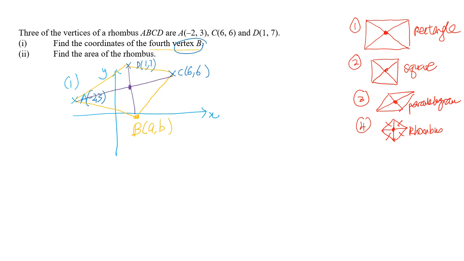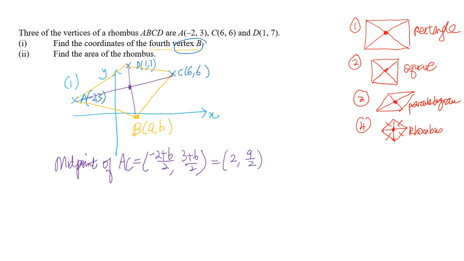So what we need to do is find the midpoint of AC. The midpoint of AC will be x1 plus x2 divided by 2, that will be negative 2 plus 6 divided by 2, and 3 plus 6 divided by 2. That gives me 4 divided by 2, that's 2. 3 plus 6, that's 9, 9 divided by 2. Just leave it as 9 over 2.